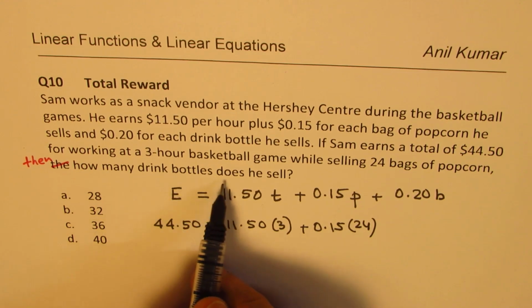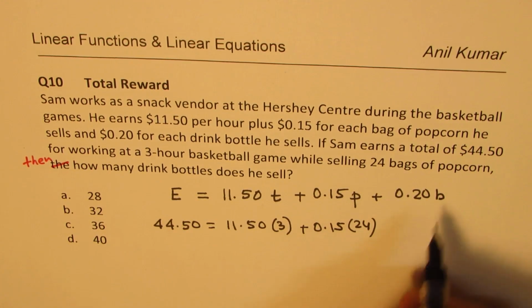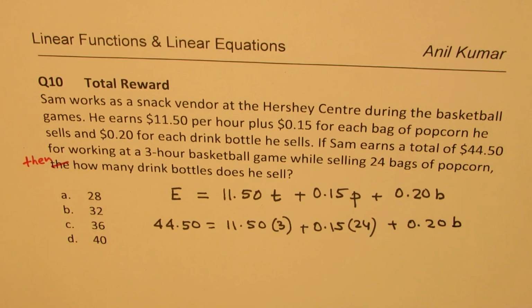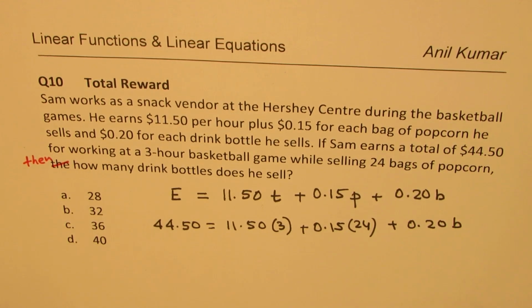Then how many drink bottles does he sell? We have to find B. That is the only unknown left. Do you see that now? So it becomes simple. So a question may be very complicated, so many things within it, but if you logically read, you can actually form a very simple equation and solve it. That is all about linear equations, right? Simplicity is the beauty here. Perfect. So that is how you should be doing it.